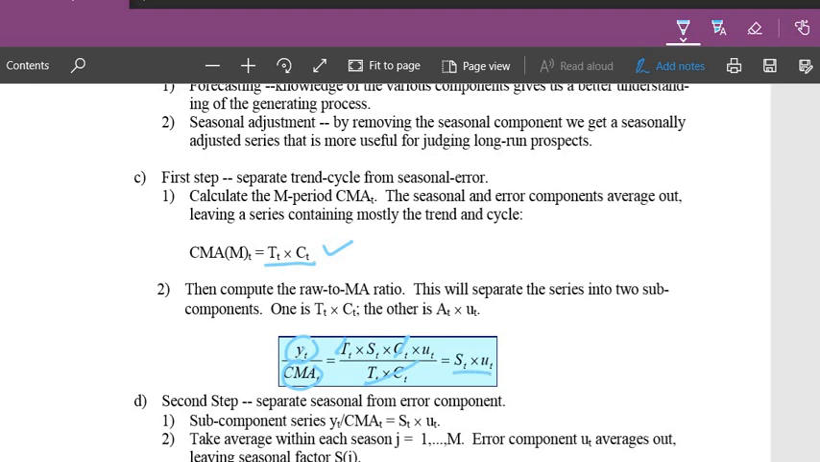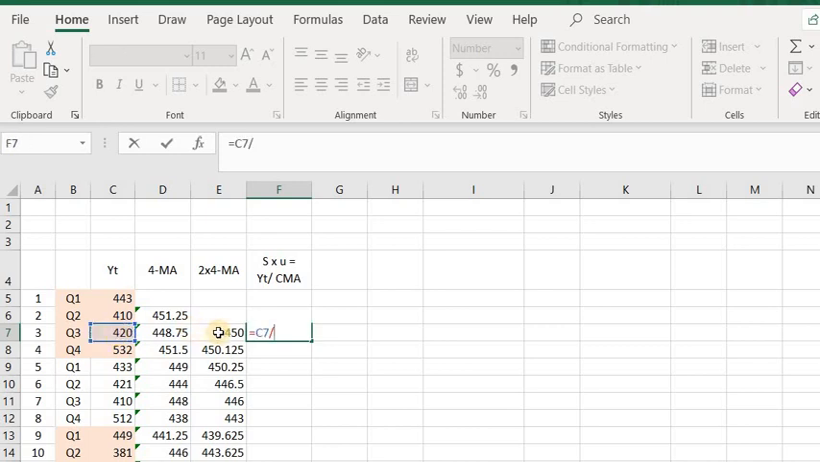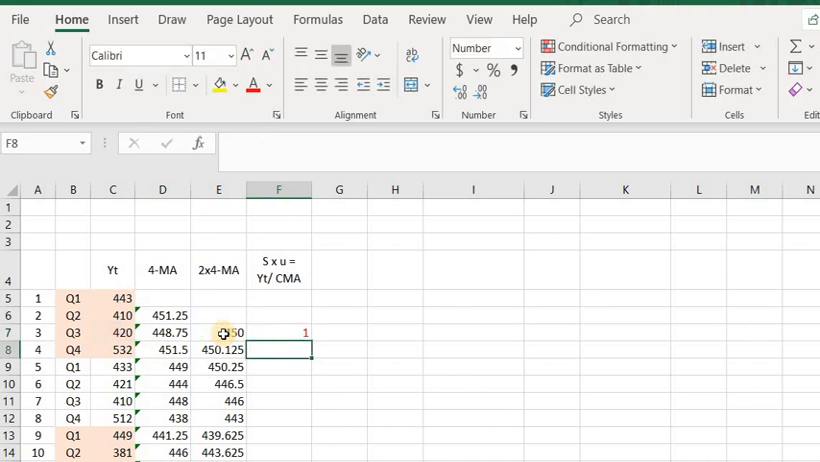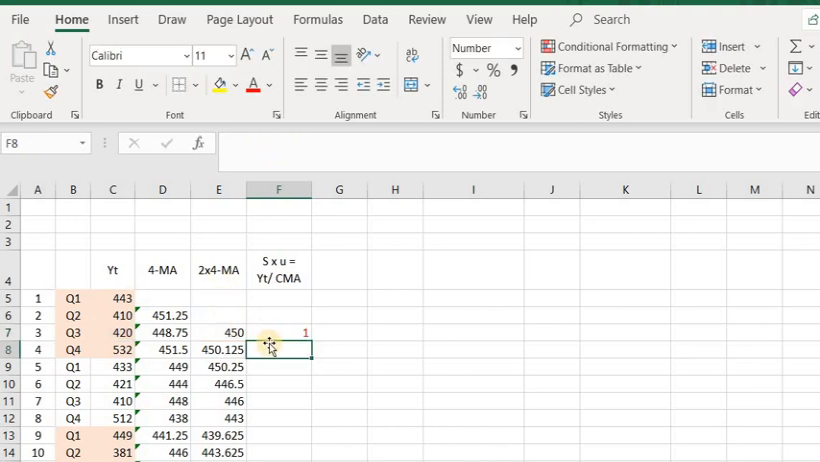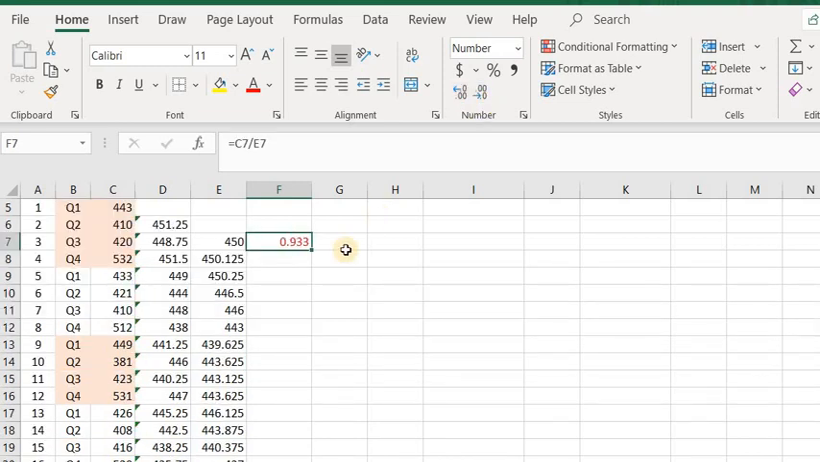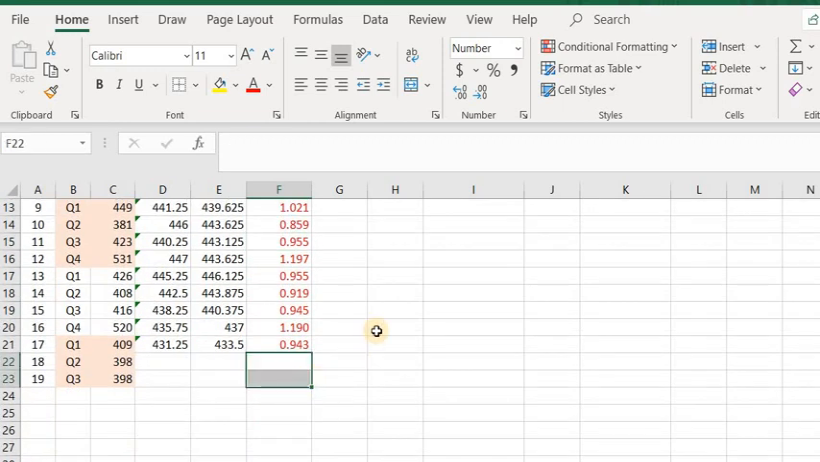So now we take this Yt divided by the CMA. We start with the third data because we only have the CMA from the third data, until the last data. So we don't have the last 2 data.